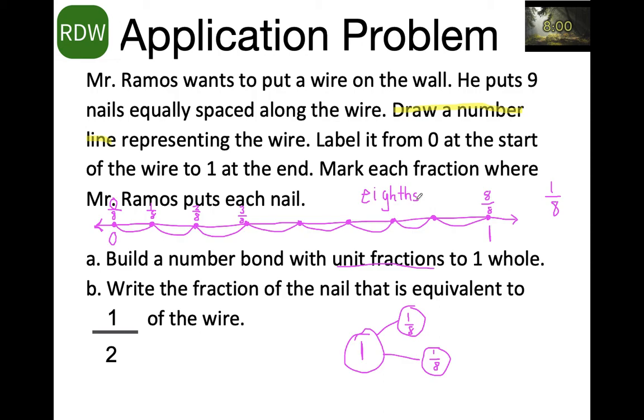So go ahead and make sure you complete our spider legs. There should be 8 of them. So I'm going to have 1, 2, 3, 4, 5, 6, 7, 8. And then you should also be labeling your number line.